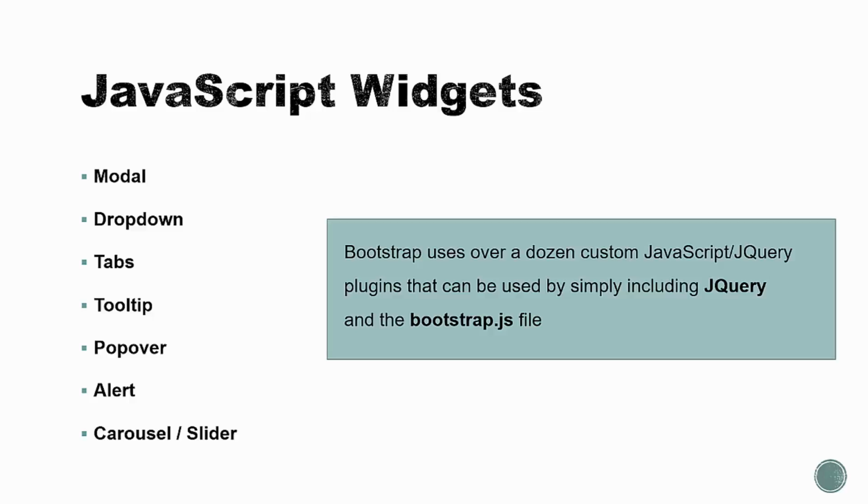And like I said, you also have some JavaScript widgets, modals, which are basically alert boxes that will pop up when you click a button or submit a form or whatever you'd like to do. Drop downs for navigation, tabs, tooltips, so when you hover over something you'll have a nice tooltip that pops up, pop over, kind of similar to a tooltip. Alerts, and then carousels, which are basically photo sliders. So you can slide through a group of photos or images.